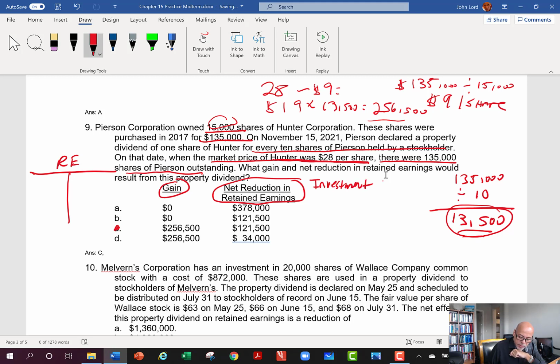Right, I have a gain. So I'm going to increase that investment account, 256,500. Credit the gain, 256,500. That's going into my retained earnings, 256,500.